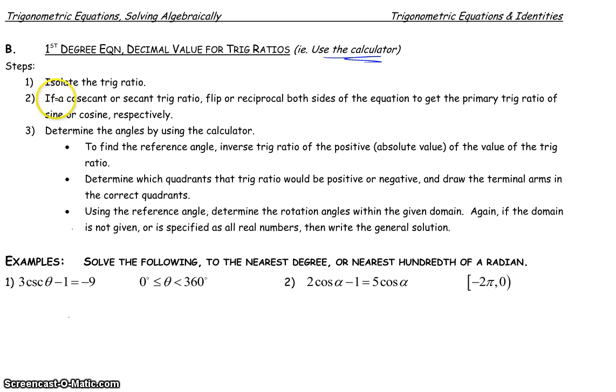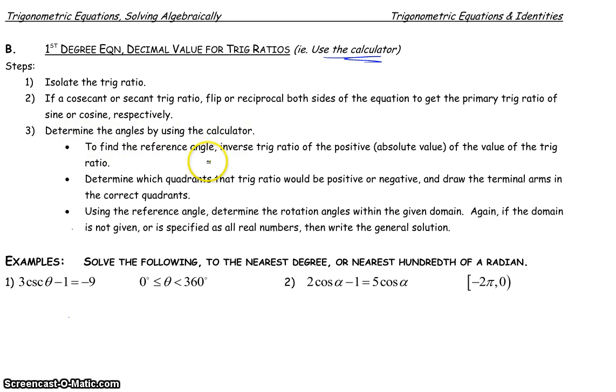So first 2 steps are the same. You want to isolate the trig ratio. If it's cosecant or secant, you're going to reciprocal both sides to get the primary trig ratios. Then, this is where it differs. So how do you know you've got one of these? Well, you look at the coordinates and you go, those do not look familiar. So we're probably not using the unit circle. We're going to be using the calculator.